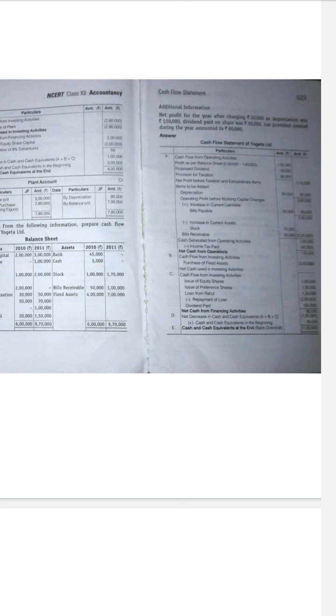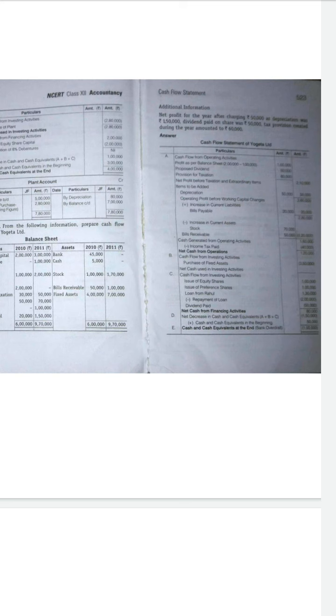But purchasing a fixed asset means the asset is coming inside, but the amount of cash is going outside. This is the meaning, this is the concept. So for cash flow from investing activity, you have to see the fixed asset in the balance sheet. In 2010 the amount is 4 lakhs and in 2011 the amount is 7 lakhs. So 3 lakhs is increased in 2011.